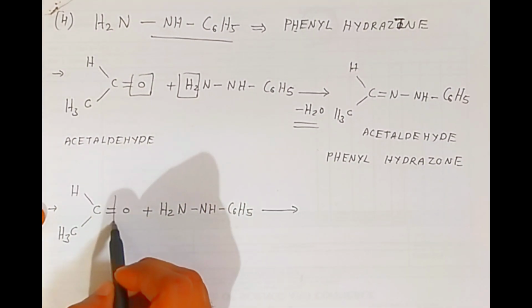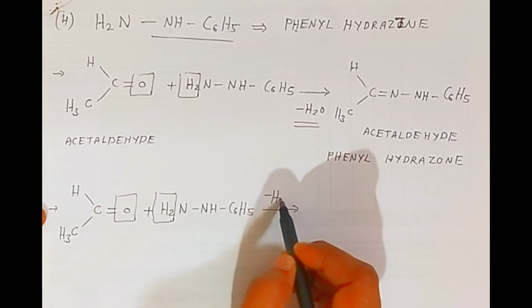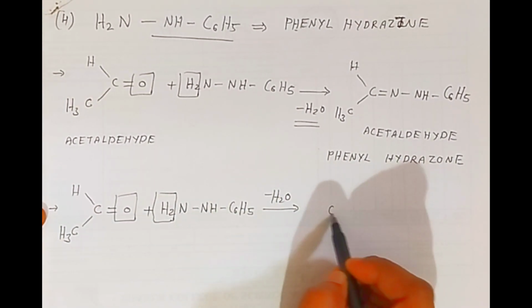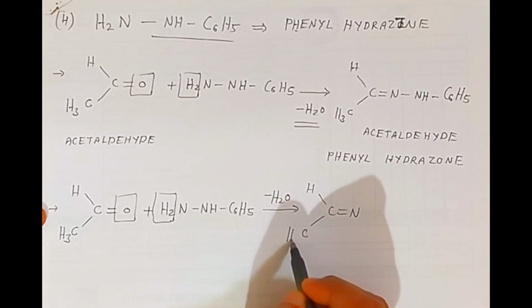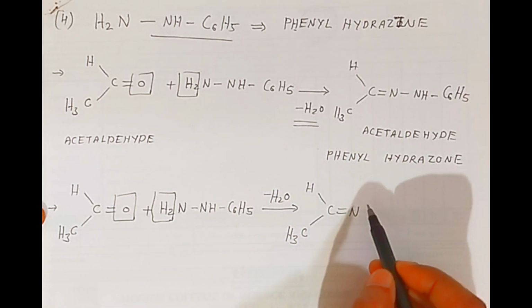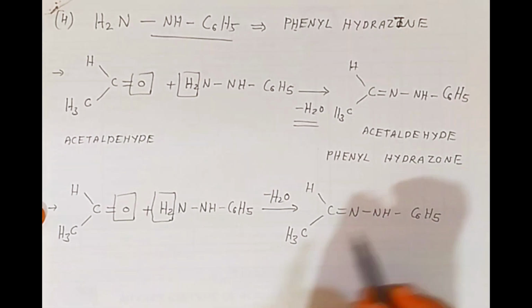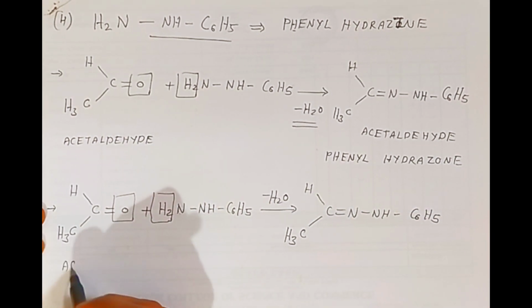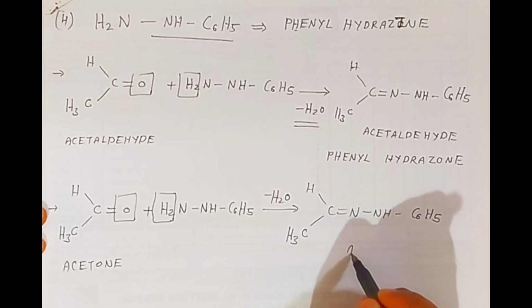Okay, students, the same thing is happening in ketone. What happens? The oxygen of carbonyl combines with hydrogen of this, there is elimination of water molecules, and a carbon-nitrogen double bond is formed. This is addition, then elimination, so we call it an addition-elimination reaction. Since it is derived from acetone, it is called acetone phenyl hydrazone.